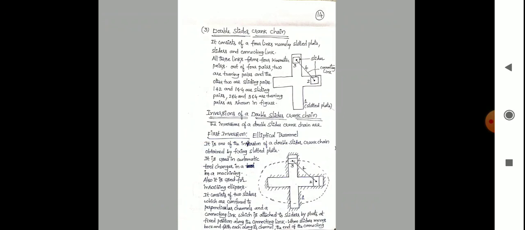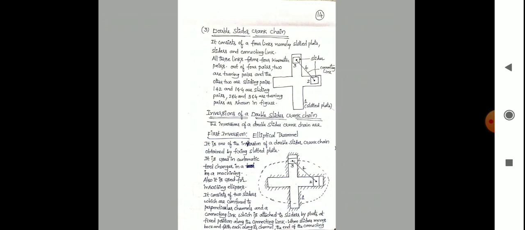The links are named as 1, 2, 3 and 4, in which 1 and 2, and 1 and 4 are sliding pairs, 2 and 4, and 3 and 4 are turning pairs. This is a double slider crank chain, in which one is slotted plate and slider, which is 2 in numbers, and connecting link.